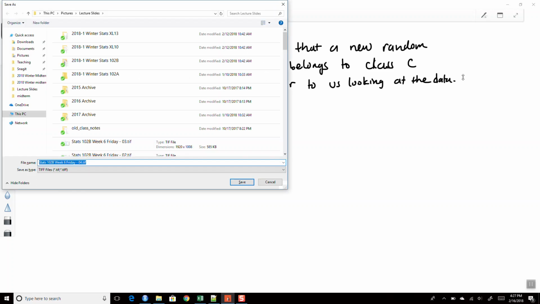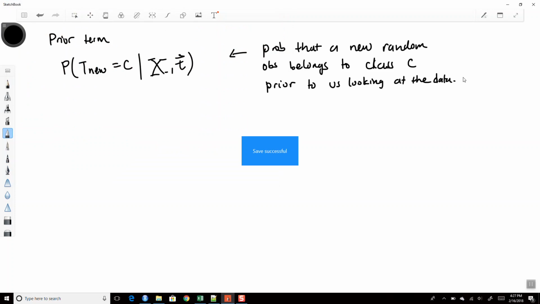All right, so there's all sorts of things the prior distribution could be, prior to us looking at the data in X new, I should say. Okay, so this is the prior that T, some new random observation, belongs to class C given our training data X and T, okay?